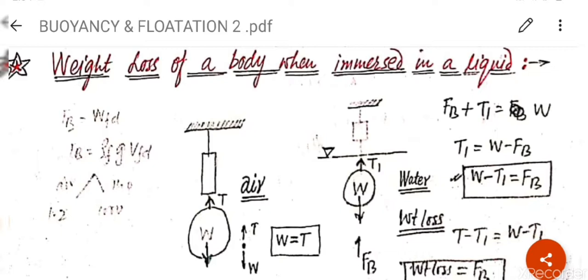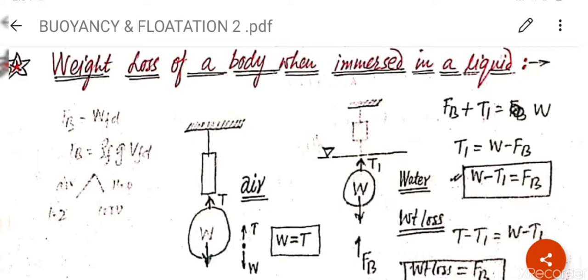We know that density of air is 1.2. Density of water is 1000 kg per meter cube. Clear? So we know that Fb is equal to weight of fluid displaced. So due to air, nothing will change in the reading of the weighing balance. But what will be the effect when same system is placed in the water?